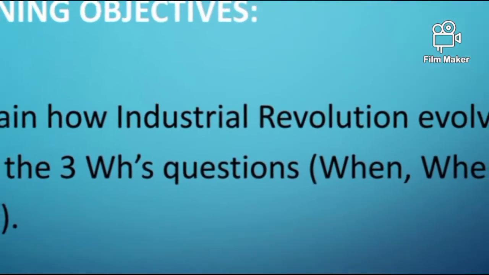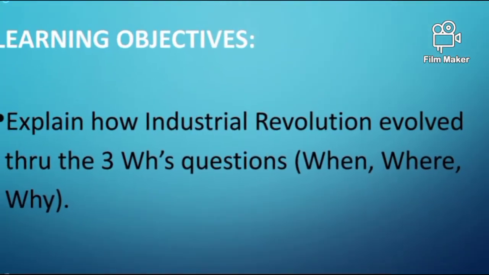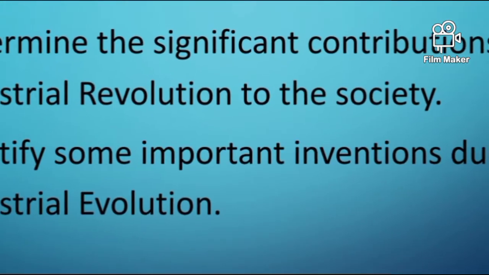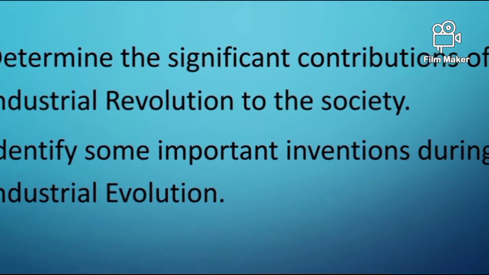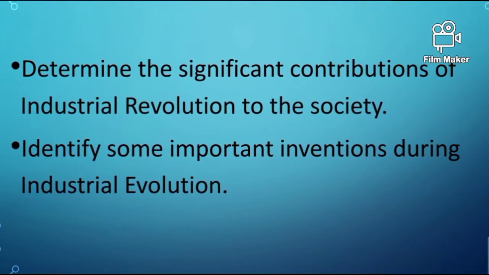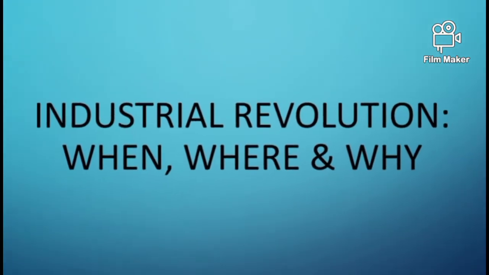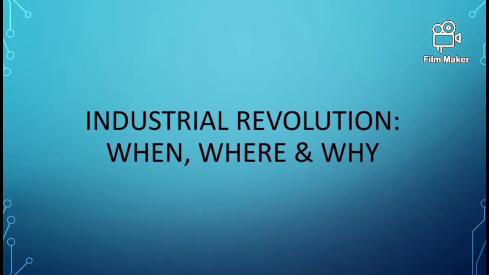Are you ready? Let's start with our learning objectives. First, explain how the Industrial Revolution evolved through the three WH questions: when, where, and why. Secondly, determine the significant contributions of the Industrial Revolution to society. And last, identify some important inventions during the Industrial Revolution. Let's discuss first the Industrial Revolution: when, where, and why.